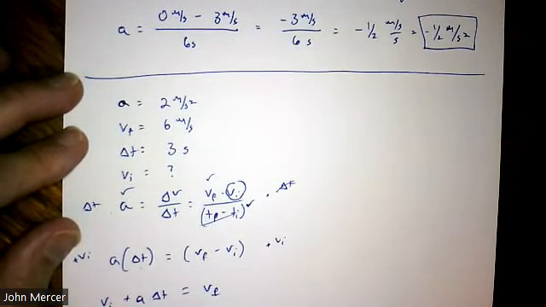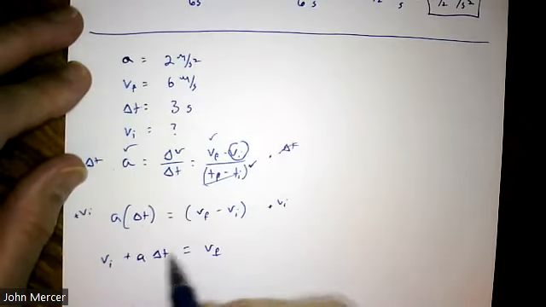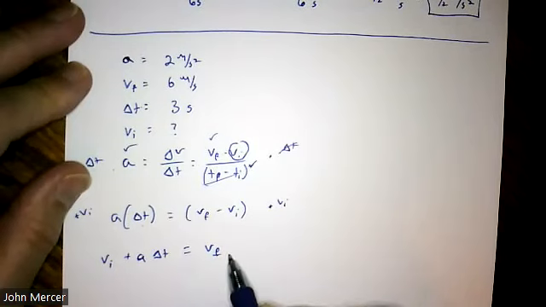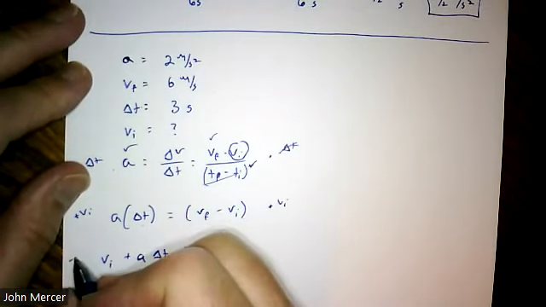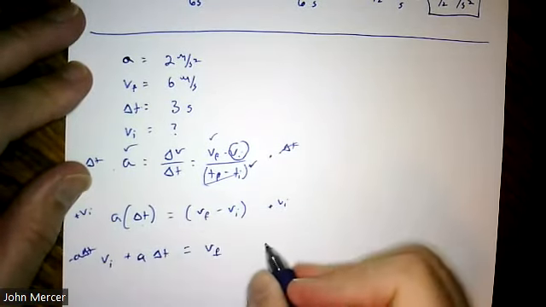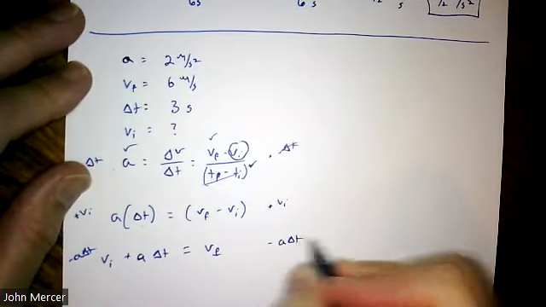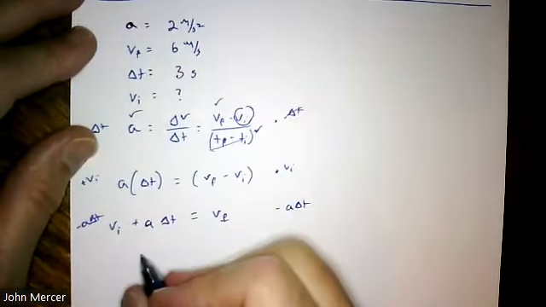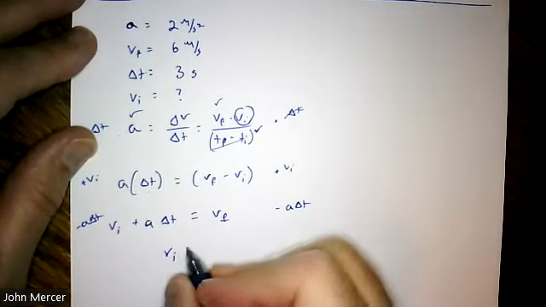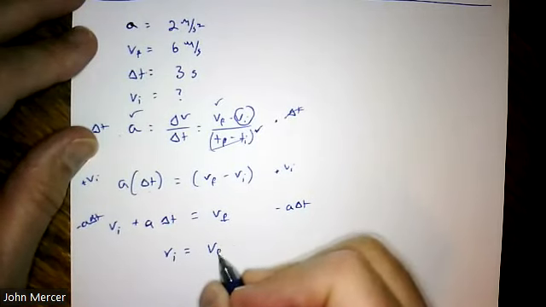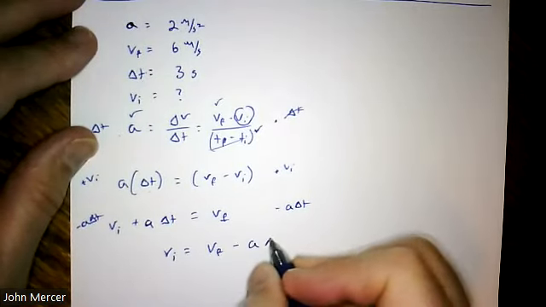I'm almost there. Now I need to move A delta T over to this side of the equality sign. So I'm going to subtract A delta T from this side, which means I'm going to subtract A delta T from the other side. So now I end up with VI equals VF minus A delta T.